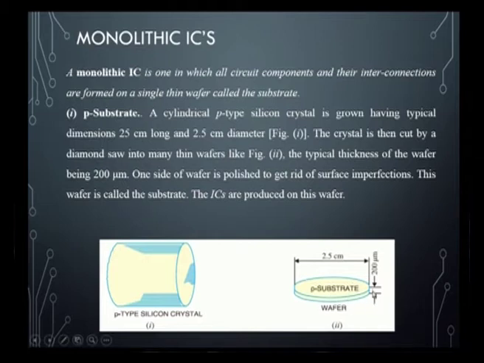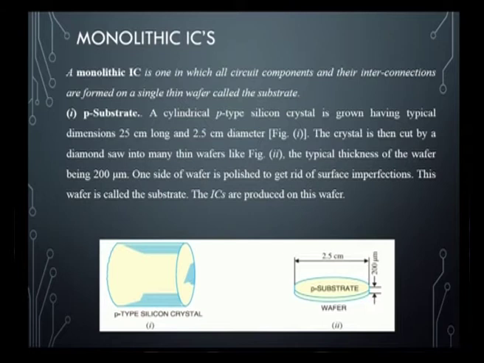The typical thickness will be 200 micrometer. One side of the wafer is polished to get rid of surface imperfections. This wafer is called a substrate or wafer. The ICs are produced on this wafer only. So the formation of the P substrate is the very first step in the fabrication of monolithic ICs. Now we get the P substrate. On top of this P substrate, all the remaining electronic components of a circuit will be fabricated.